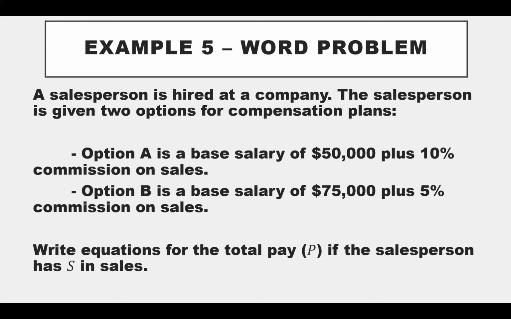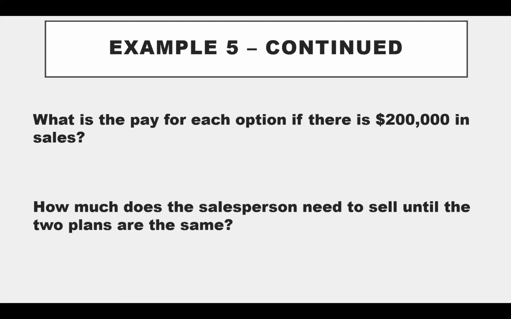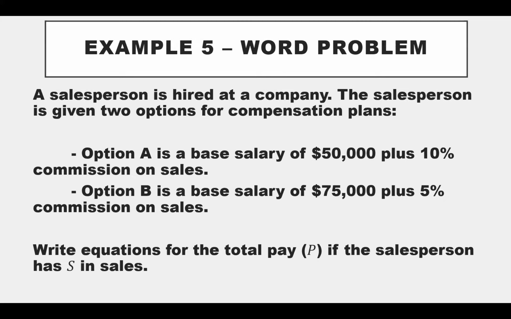So we're going to have two different linear equations here, one for option A and one for option B. Once we create those, then we'll say what is the pay for each option if the salesperson has 200,000 in sales. So if there's $200,000 in sales, what's the pay for each option? And then how much does the salesperson need to sell until the two plans are the same? If you want to try this on your own, go ahead and push pause on the video and do this on your own. In a couple of seconds, I will show you how it's done.